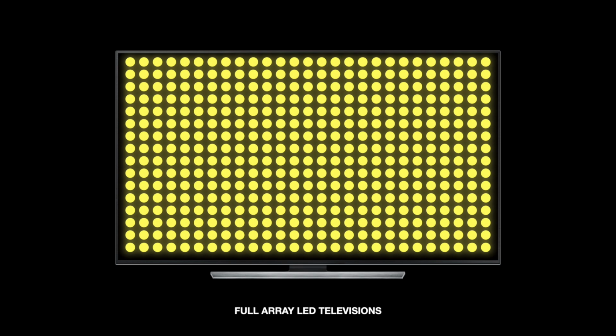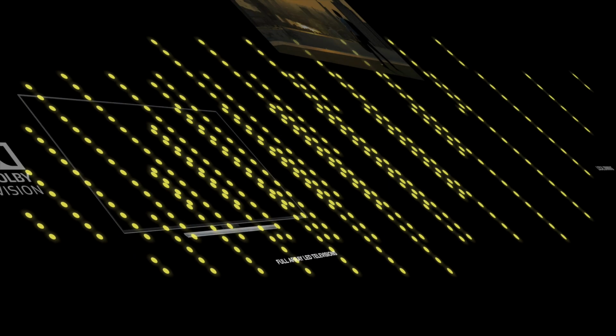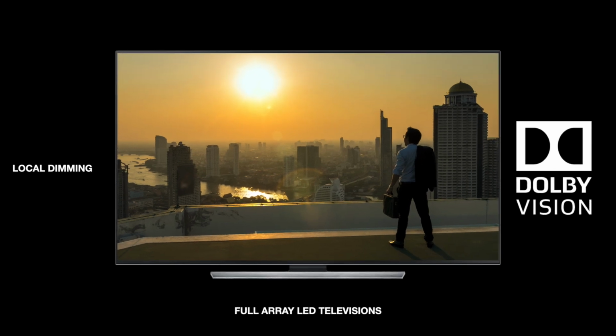So what it does in effect is produce deeper, darker, richer images, and whatever you're watching on the screen will virtually come to life. It's going to be a phenomenal viewing experience, especially on these full array LED televisions. Another thing that I wanted to note, apart from the local dimming, is also Dolby Vision.